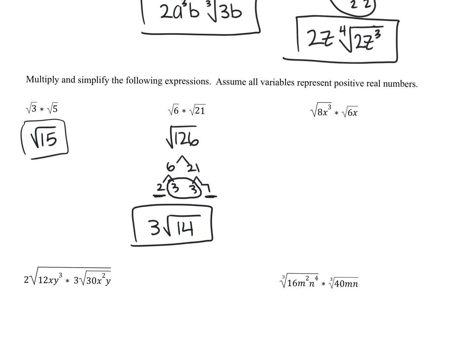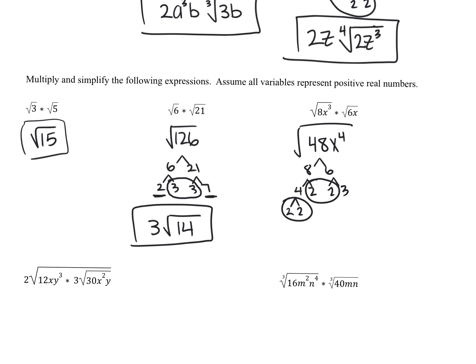Next, we have the square root of 8x cubed times the square root of 6x. So 8 times 6 is going to give me 48. X cubed times x is x to the 4th. Okay. Break down 48, 8 and 6, 4 and 2, 2 and 3, 2 and 2. So in this case, I have 2 groups of 2.